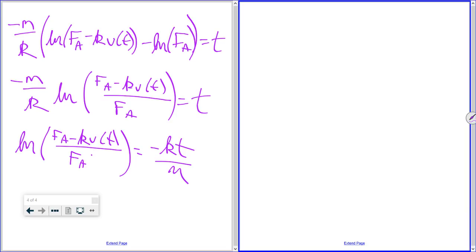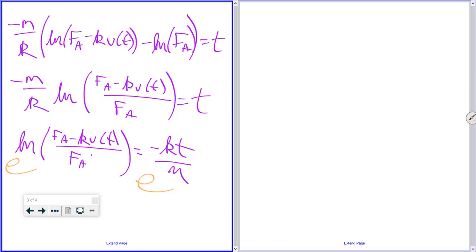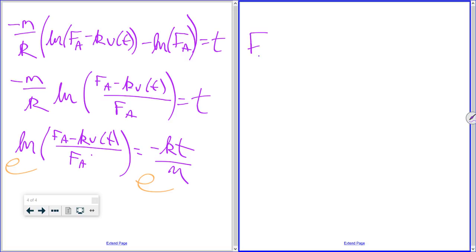All right. How do I get rid of this stupid natural log? You take both sides and raise e to that power. Cool? Because e to the natural log of something is just the something. So now I've got applied force minus k v of t over applied force equals e to the negative kt over m. And from this point forward, it's just basic algebra, right? Multiply by Fa, subtract out Fa, and then divide by negative k, I guess.